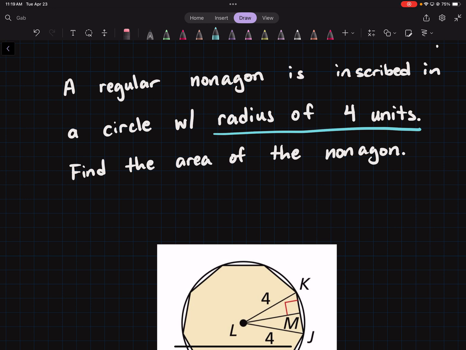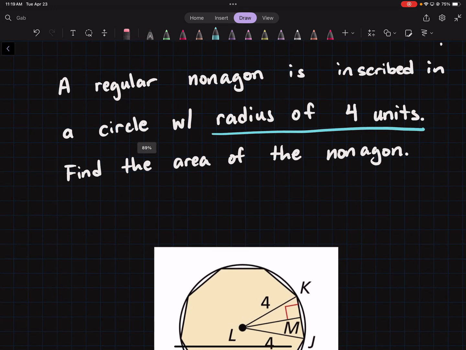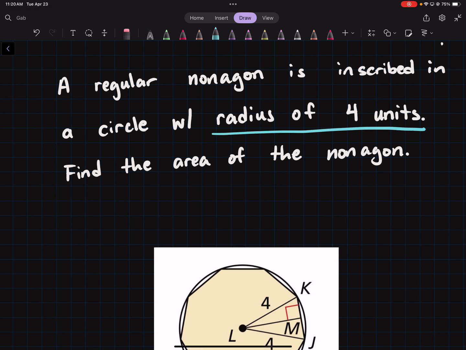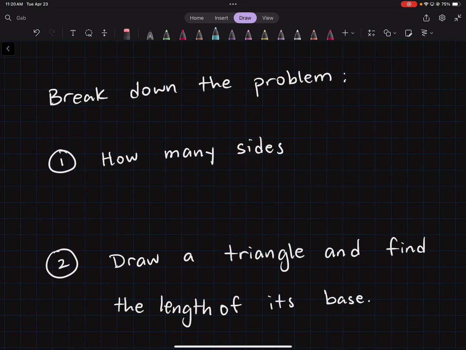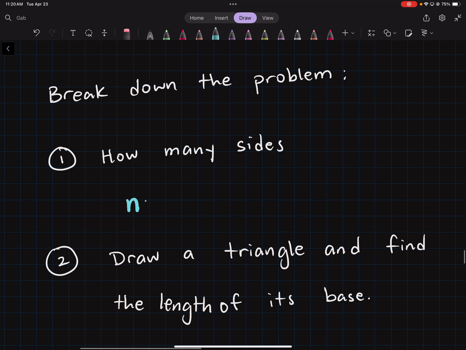Okay, we go with the words? All right, so let's take a look at it. I underlined something that's pretty important. What does it say? Radius is 4 units. Is the radius the same as the apothem? No. Great. How many sides does the Nonagon have? 9. So n is equal to 9.